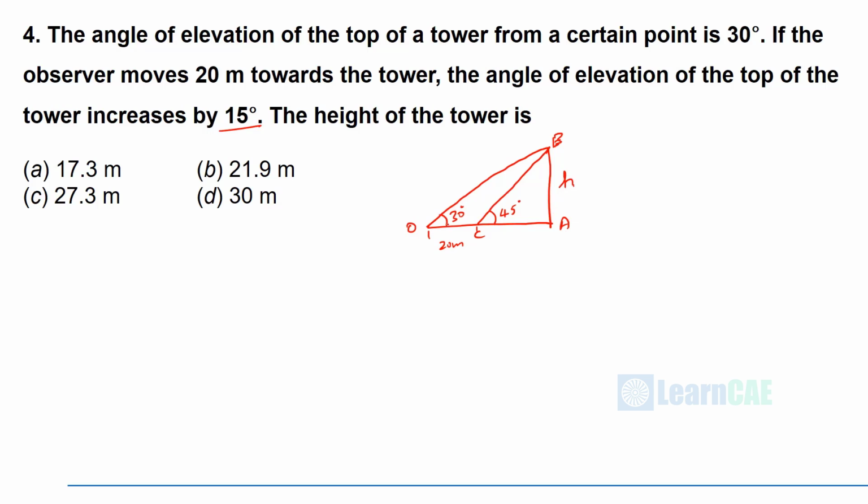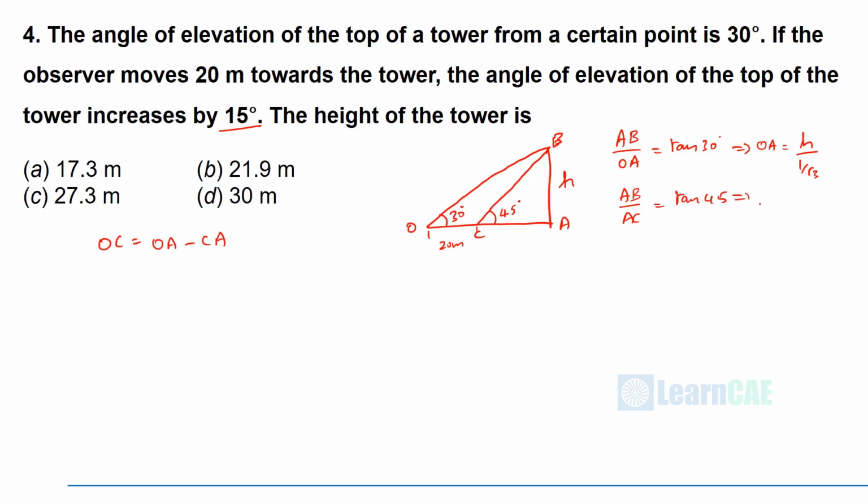We have got two elevation angles. One is 30 degree and the other one is 45 degree. We know that OC is nothing but OA minus CA. From trigonometry relations, we know that AB by OA is equal to tan 30. That is this angle. Similarly, AB by AC is equal to tan 45. So this implies OA will be equal to AB, that is H, divided by tan 30, that is 1 by root 3.